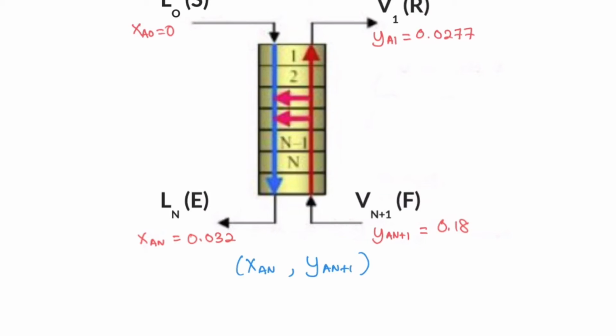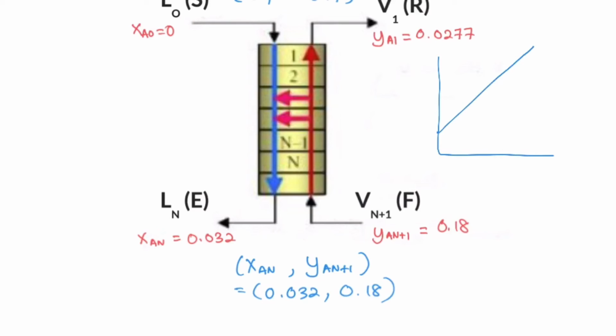The next thing is to substitute the values 0 and 0.0277, and the bottom part is 0.032 with 0.18. So we have a pair of coordinates. These coordinates, the bottom and top fractions of the solute, give us the coordinates for the operating line. Remember the operating line that we have. Let's sketch here. The operating line will be something like this. You're going to label this one and this one as the coordinates.